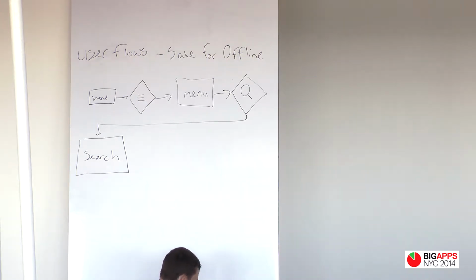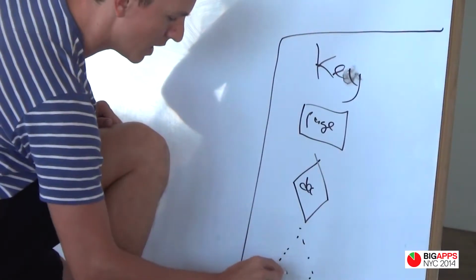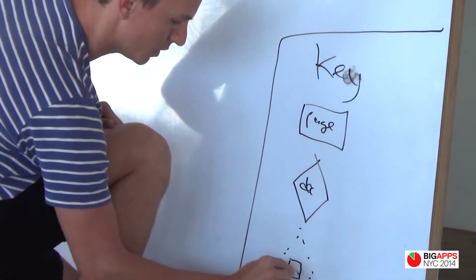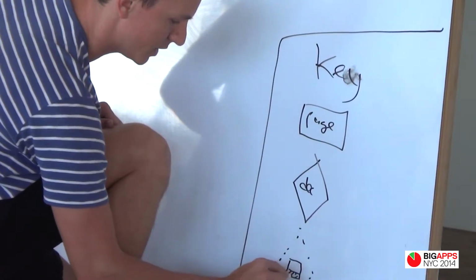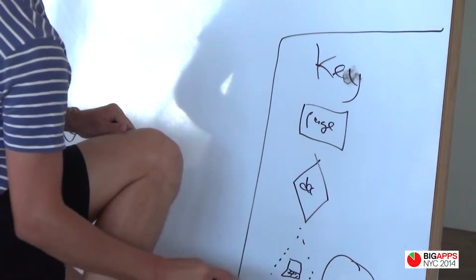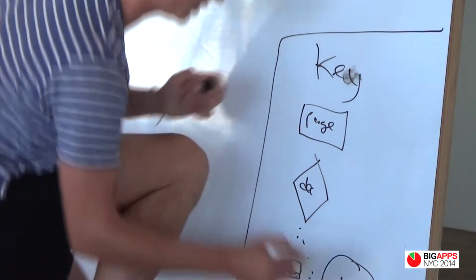So if a box is a page and a diamond is a user interaction or a decision, then we might have a dotted diamond for a computer decision. That's a little bit harder to make, right? There's my drawing of a computer. Even though I call myself a UX designer, I am a horrible designer. And then a circle will be a transition animation. There we go, transition animations.